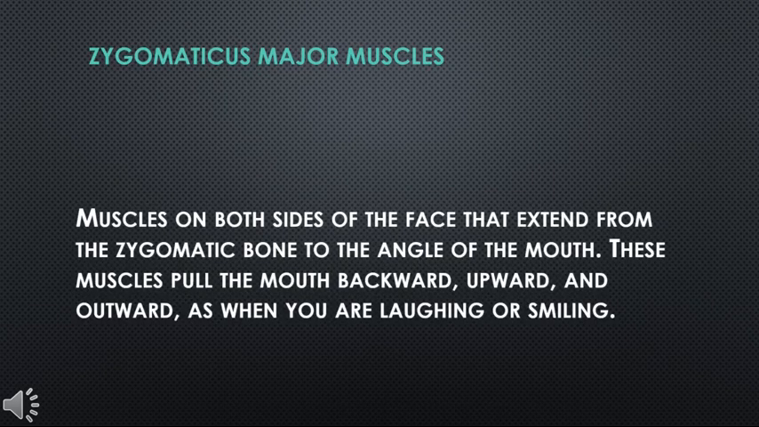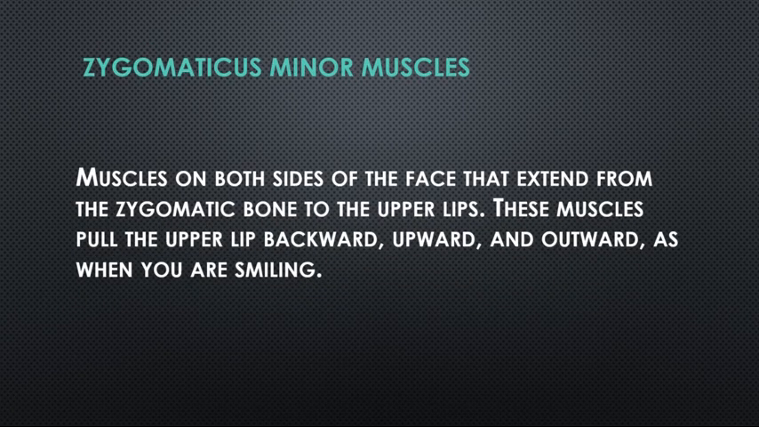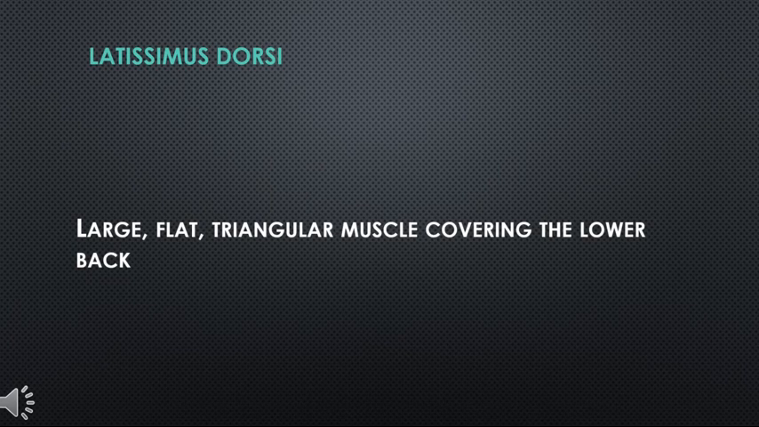Zygomaticus major muscles. Muscles on both sides of the face that extend from the zygomatic bone to the angle of the mouth. These muscles pull the mouth backward, upward, and outward, as when you are laughing or smiling. Latissimus dorsi. Large, flat, triangular muscle covering the lower back.